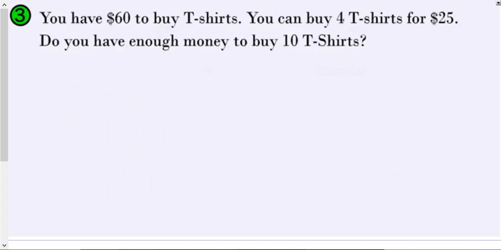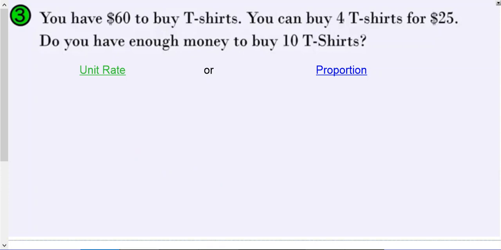Example 3, we have a question that says you have $60 to buy t-shirts. You can buy 4 t-shirts for $25. Do you have enough money to buy 10 t-shirts? In solving this problem, there are 2 different ways that we could do it. We could do it using the unit rate, or we can do a proportion. I'm going to go through both examples. The first one will be the unit rate, and then we'll do a proportion.